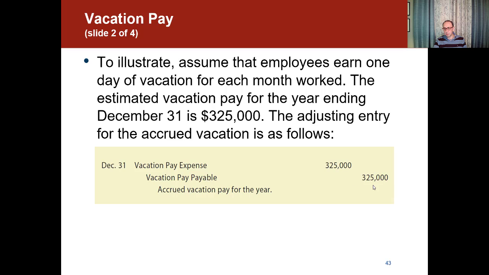So you can see here we use the same value that was given to us and we simply record the expense at the end of the year and we create this liability, which is called the vacation pay payable, on the credit side. So once the employees start taking vacation, we're going to use this liability that we already created.